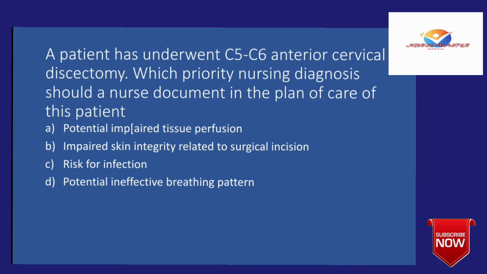A patient has undergone C5-C6 anterior cervical discectomy. Which priority nursing diagnosis should a nurse document in the plan of care of this patient? Option A, potential impaired tissue perfusion. Option B, impaired skin integrity related to surgical incision. Option C, risk for infection. Option D, potential ineffective breathing pattern. The correct answer is option D, potential ineffective breathing pattern.